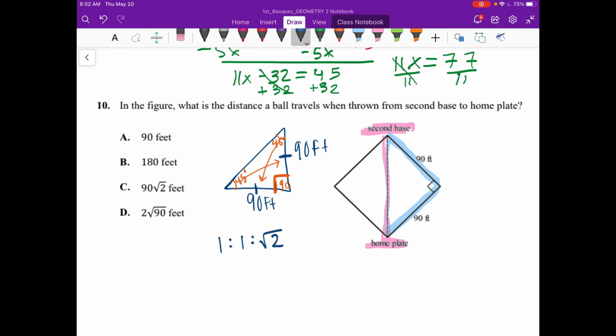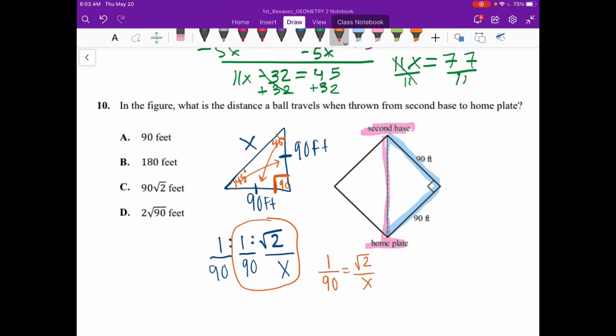Now, some of you may be able to just look at this problem and come up with the answer, but if you're not there yet, that's okay. Remember, we are looking for the hypotenuse value, and in this case, I'm going to label that x because I don't know that value. The ones correspond to the 90 feet, the legs, so I'm going to put 90 there. And then this is where you just select two fractions to do cross multiplication. So I'm going to go ahead and set these up. 1 over 90 equals square root of 2 over x.